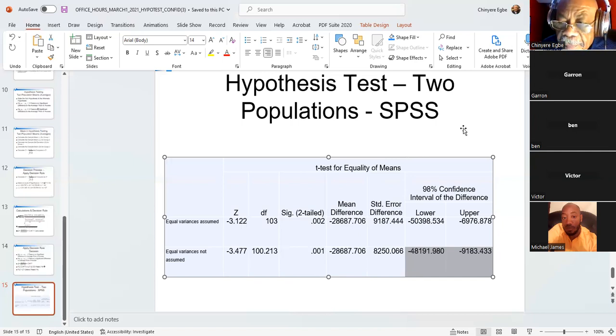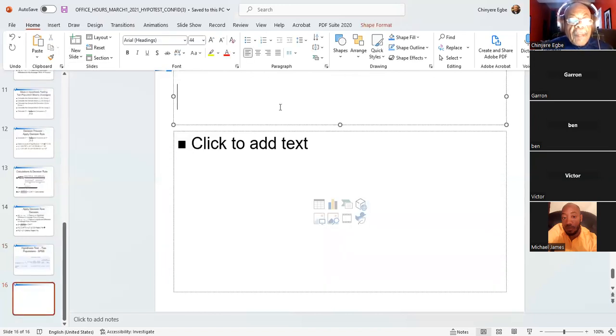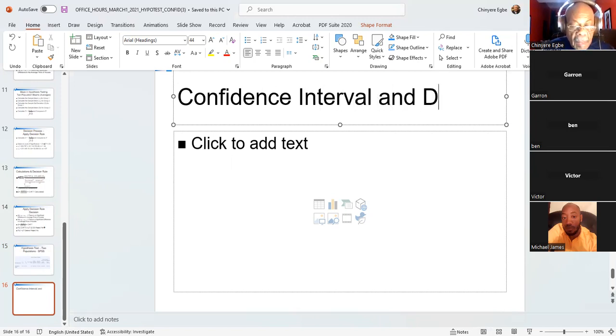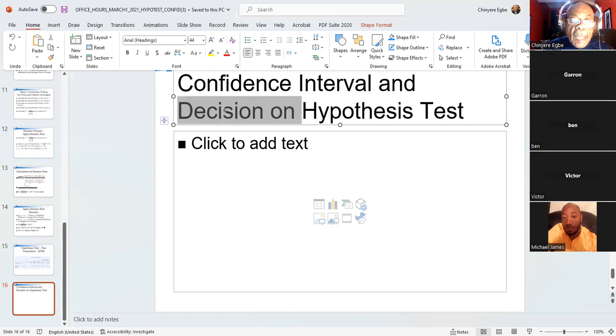Are you able to type that out? Like if it's not positive in both upper intervals, lower and upper, it is rejected. Okay, I'm going to create a new slide. I'm going to say confidence interval and hypothesis test.